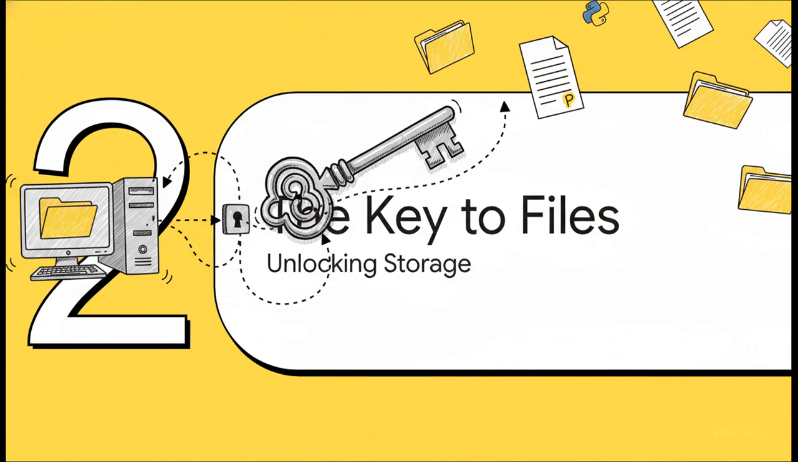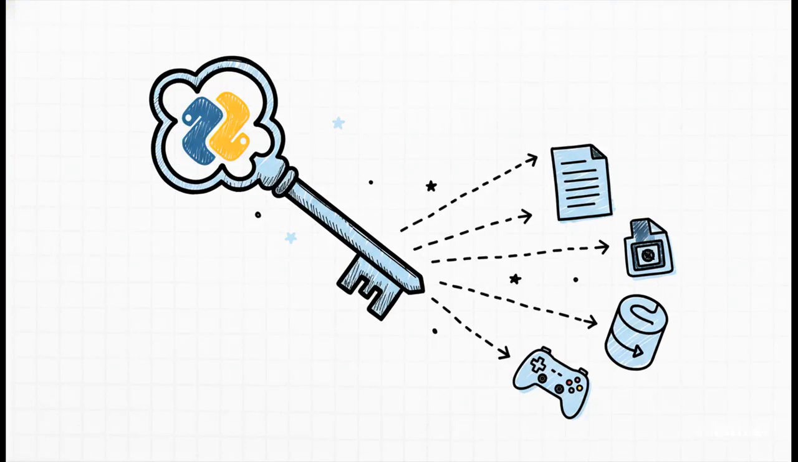So the big question is, how do we get Python to actually talk to the files on our computer? Well, turns out we need a key. And that key, my friends, is Python's built-in open function. Seriously, this thing is the master key. It's the absolute starting point for any file operation you're ever going to do. It lets you get into files, make new ones, change existing ones, but a key is pretty useless if you don't know which way to turn it.